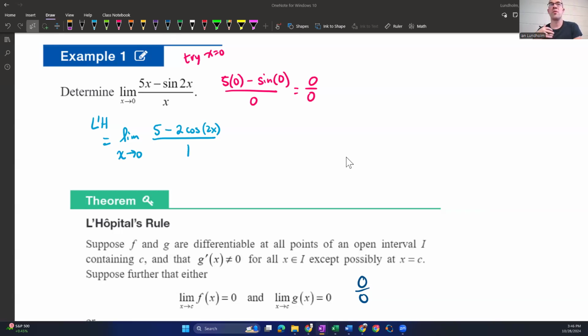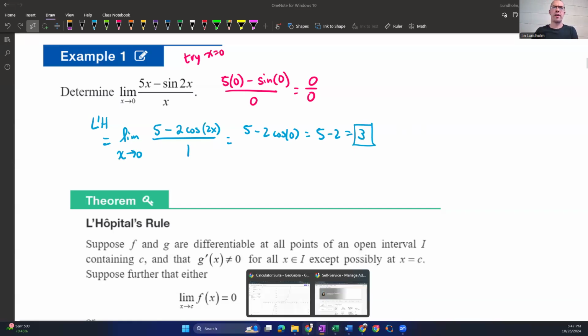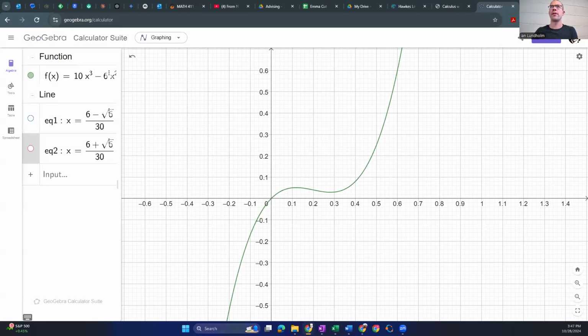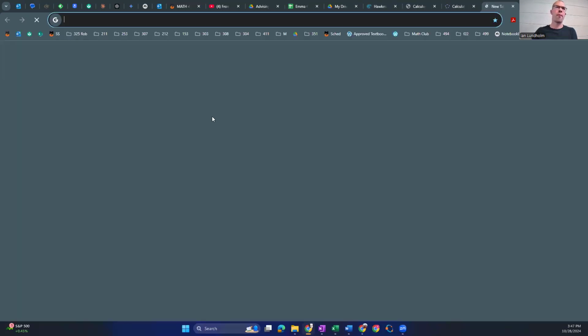Okay, cool. Now when we try to plug in 0 for x, we would get 5 minus 2 cosine of 0. And the cosine of 0 is equal to 1. So this is 5 minus 2, or 3. And we actually get a whole number for this limit. Real quick, I think it would be good to look at this on a graph. So why don't we open this up? That's a different problem.